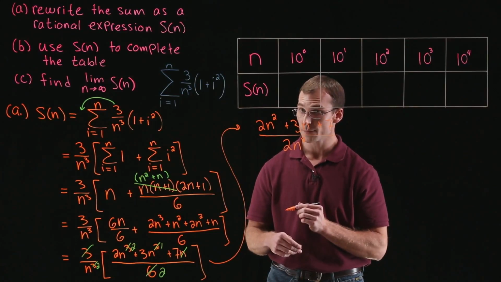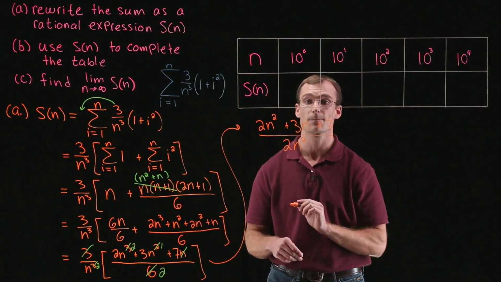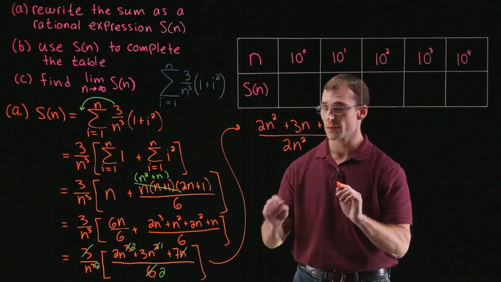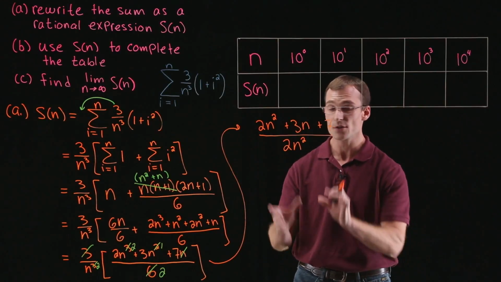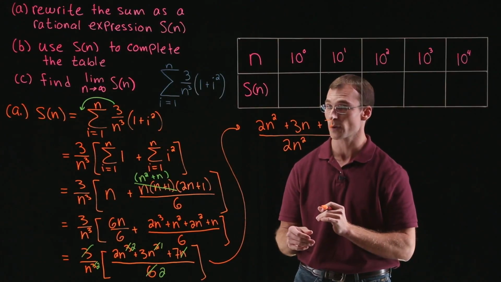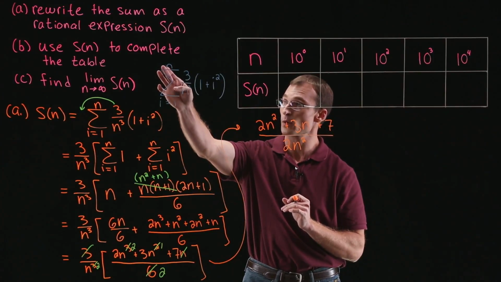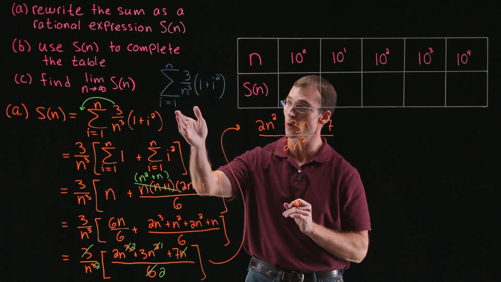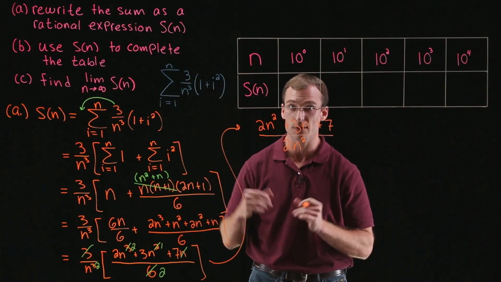So now for part B, what we want to do is use this rational expression to fill out our table here. Now, before we go on and do that, again, this rational expression written for our sum is essentially a formula, a user-friendly formula if you want to call it that. So looking at the sum, if we wanted to find the sum from i equals 1 to say 5, we would have to go through and add 5 separate terms to get what the sum would be.